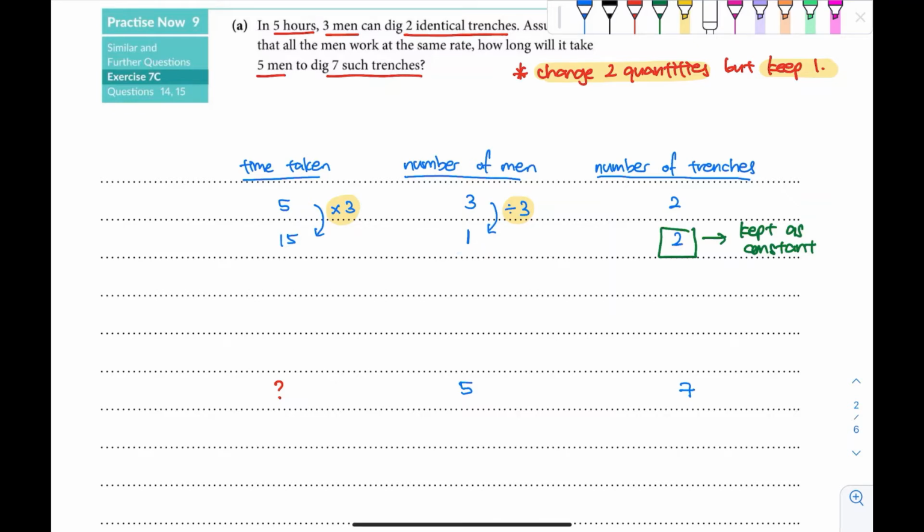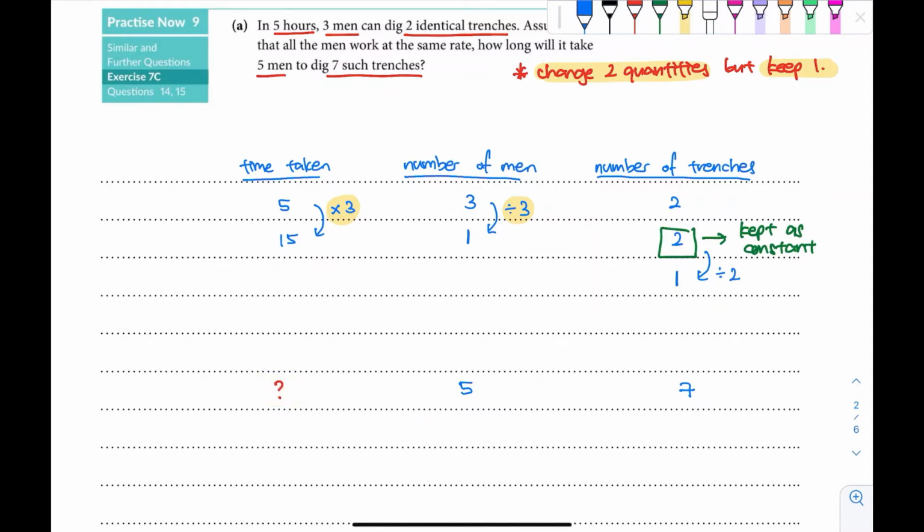Okay, I will next move on to maybe achieving 1 trench. So to get 1 trench, I'm going to take the original 2 trenches and divide by 2. I'm going to let that affect my time, because the end goal is to affect the time, right?